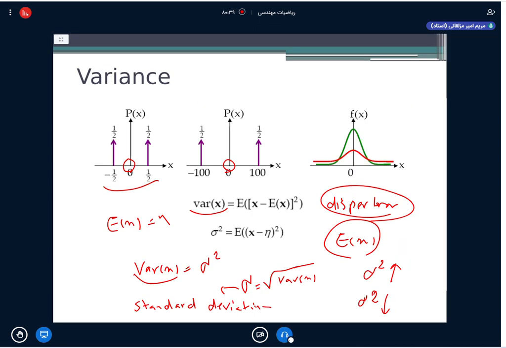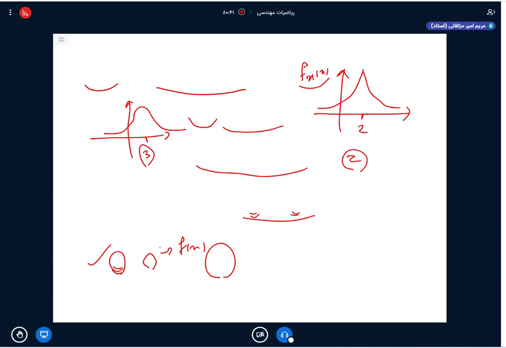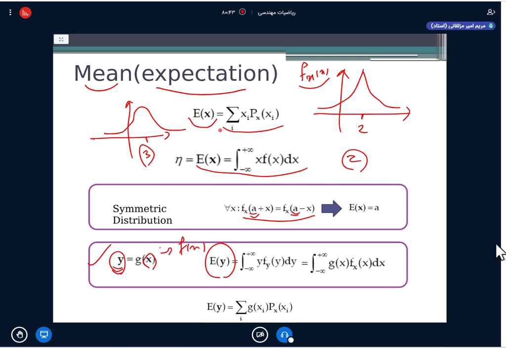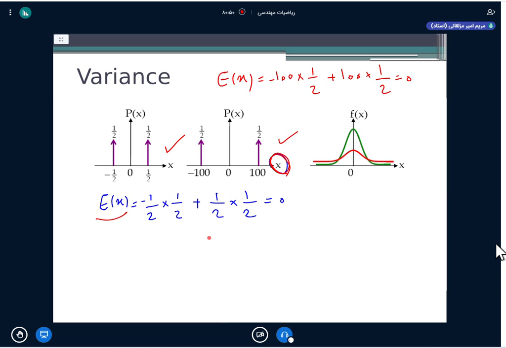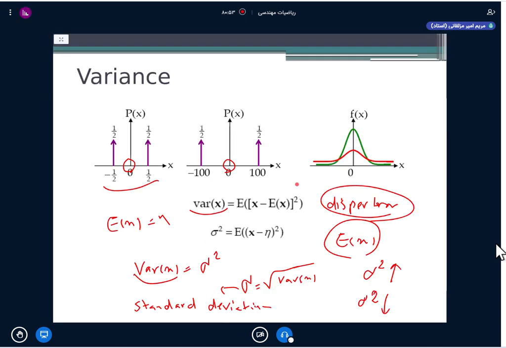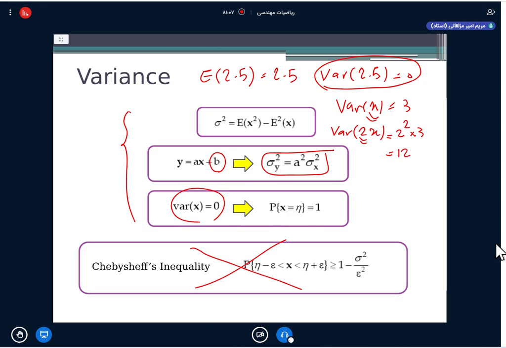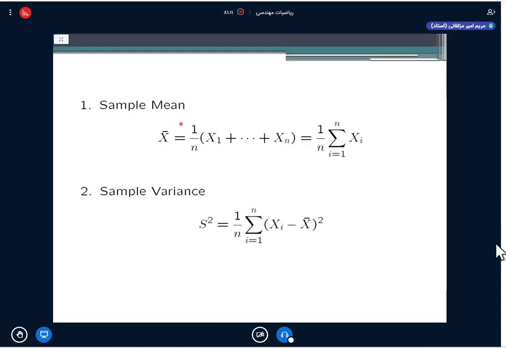So we talked about the expectation of x or mean of x. In this slide, we talked about some properties of expectation. Also, we talked about the variance of a random variable. We discussed that the variance specifies the dispersion of a random variable around the mean of that random variable. And we have some properties of variance. But this slide is also important.